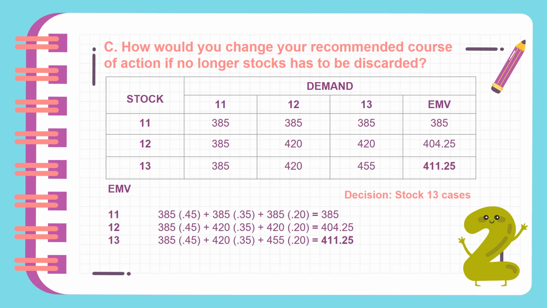And the stock with the highest EMV, or expected monetary value, was stock 13, which is 411.25. So the change in the recommended course of action, if there is no longer a need to discard stocks, is that the answer would be the stock 13 cases with an EMV of 411.25. We just need to replenish those stocks to this level every week.